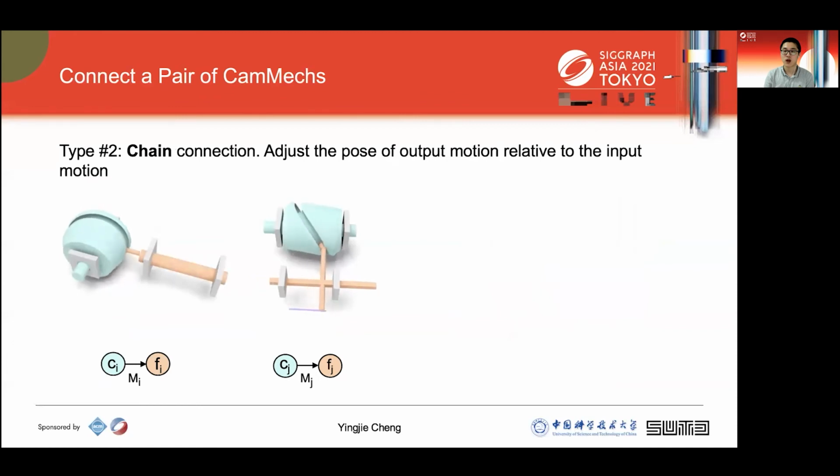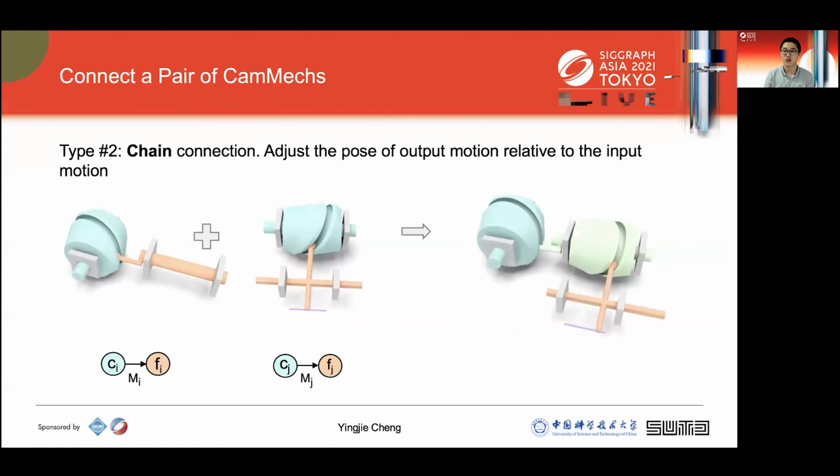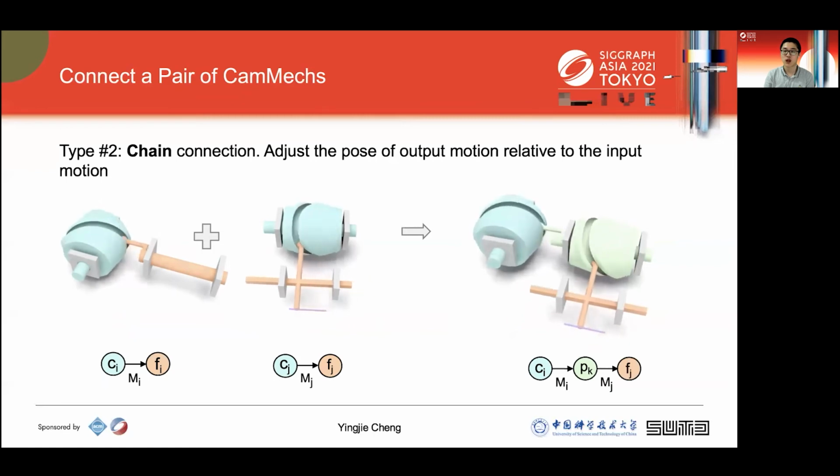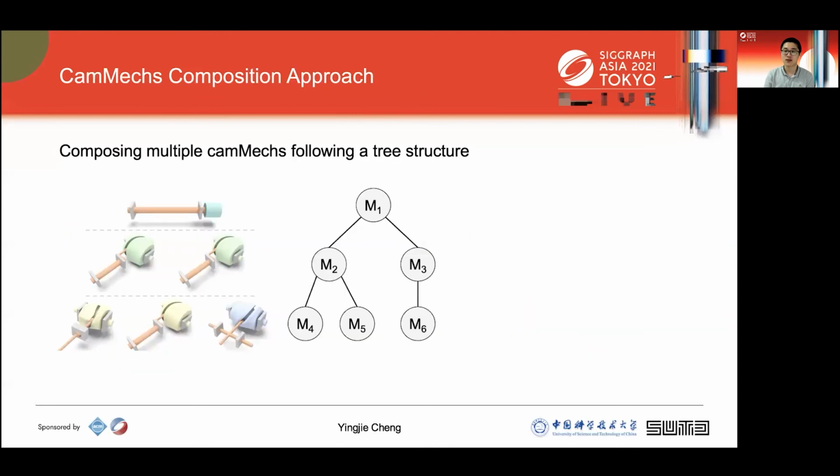Another way to connect a pair of CamMechs is called Cheng connection, which can adjust pose of output motion relative to the input motion. In Cheng connection, the first CamMech must output a rotation, since its output is the next CamMech's input. With these 2 connections, we can compose multiple CamMechs following a tree structure.